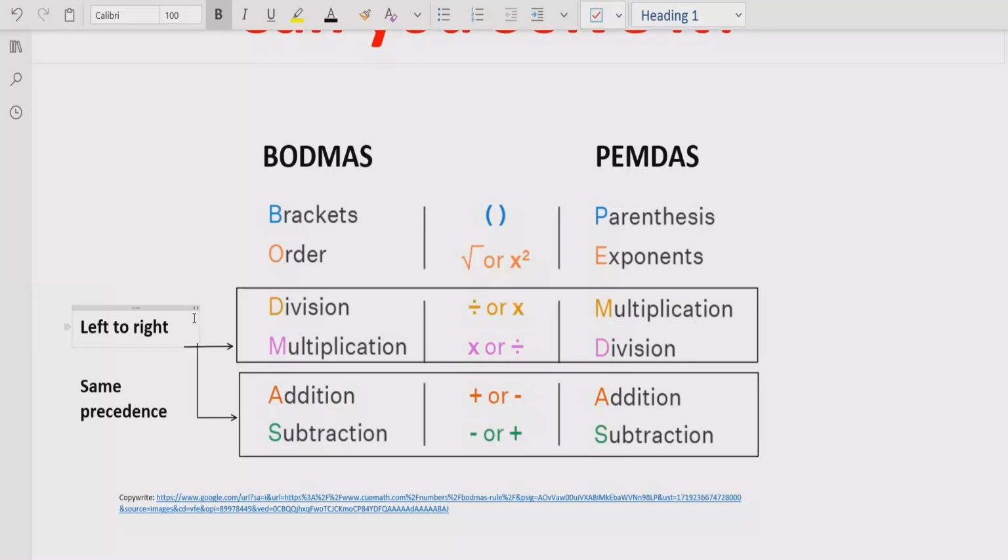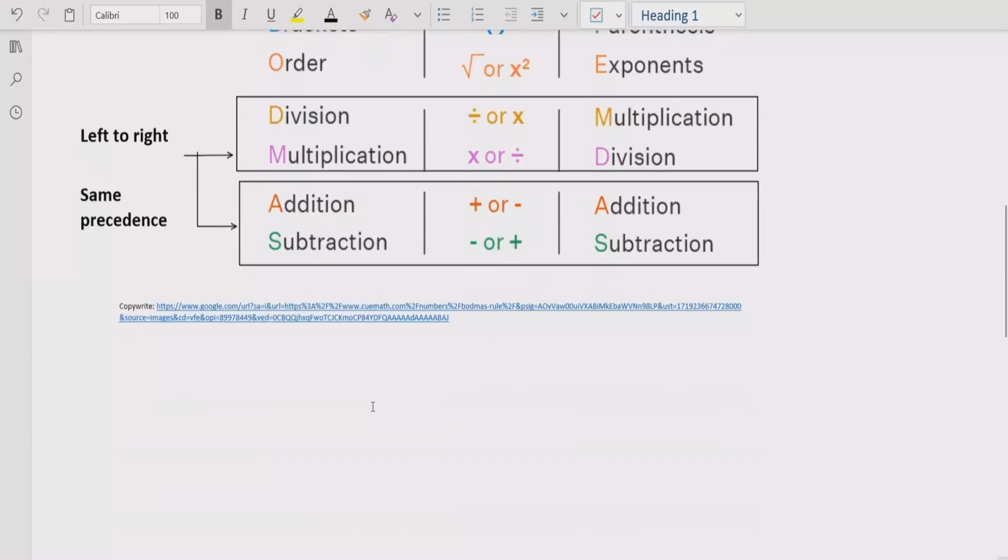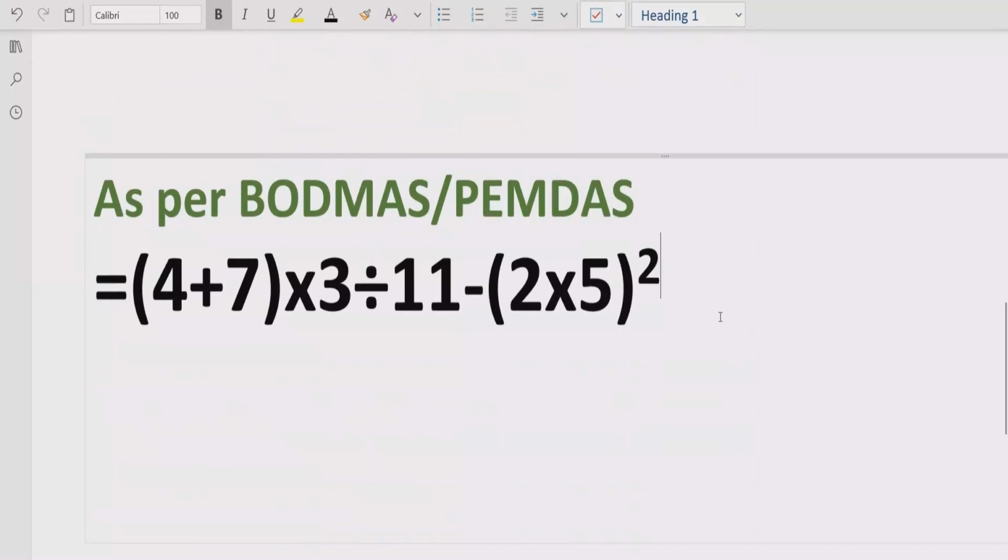Step number three, you have to solve division and multiplication. Both have similar precedence, so you can solve any of them which is coming first. Similarly, for addition and subtraction, we have the same rule. We can solve addition first if it is coming first, and we can solve subtraction first if it is coming first. Now move forward to solve the given expression.